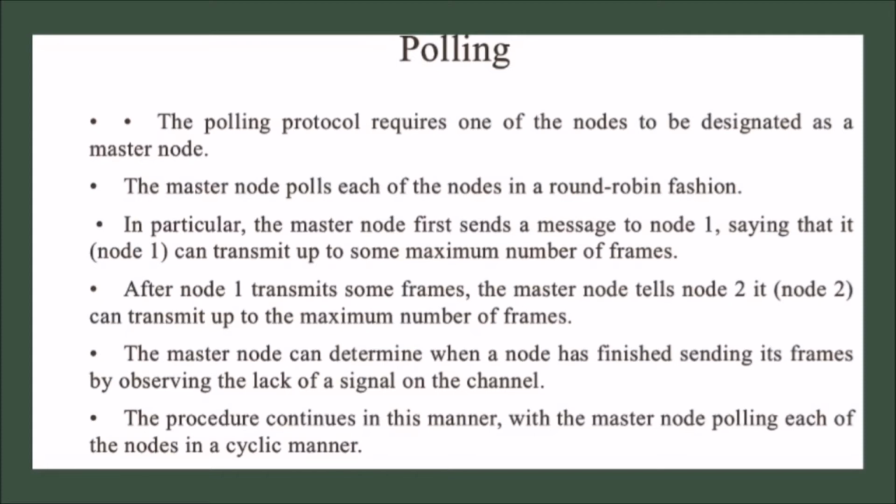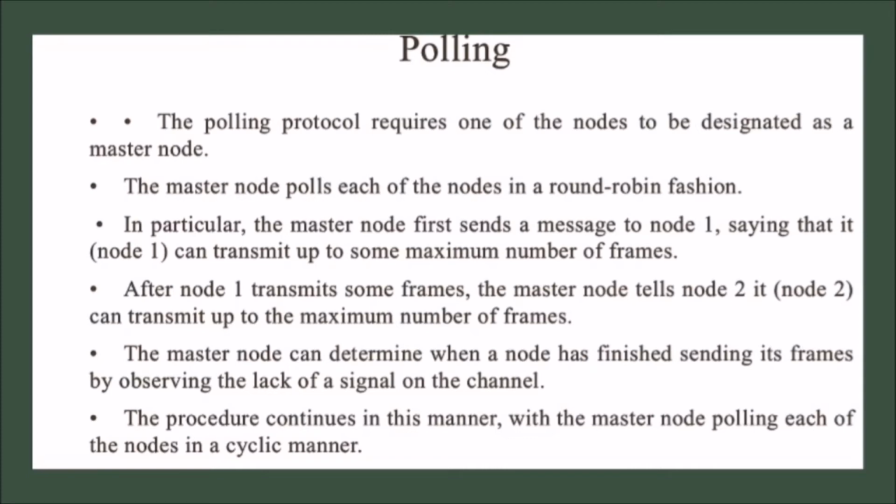Now after node 1 transmits some frames, the master node tells node 2 now it can transmit up to the maximum number of frames. So the master node can determine when a node has finished sending its frames by observing the lack of a signal on the channel.